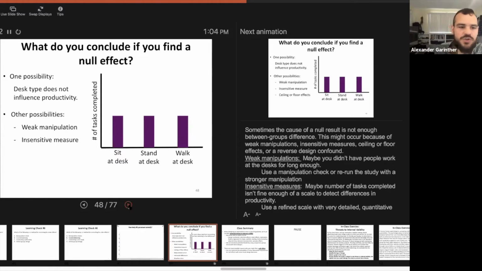We also could have an insensitive dependent variable. Maybe we also just have ceiling or floor effects. So maybe my 10 math problems are so easy that anyone, whether they're at any kind of desk, is going to get all of them correct. So these bars would all be at the top. Everyone would be getting 9 or 10 out of 10 correct. And we wouldn't be seeing any differences between groups because we'd be seeing, in that case, a ceiling effect where everyone's at the very high end of the dependent variable because we just have a bad dependent variable.